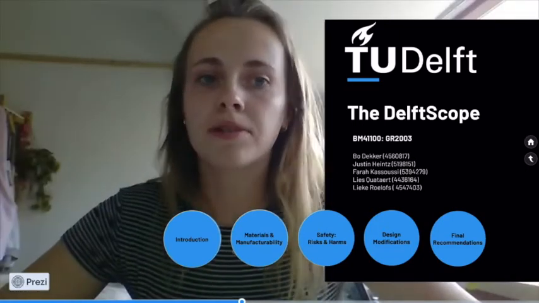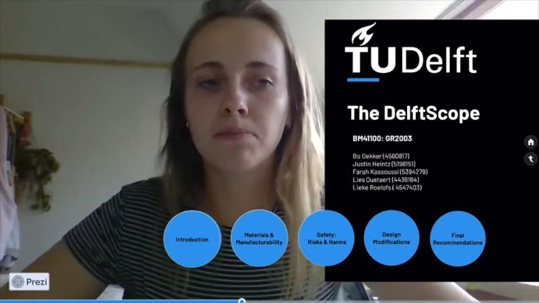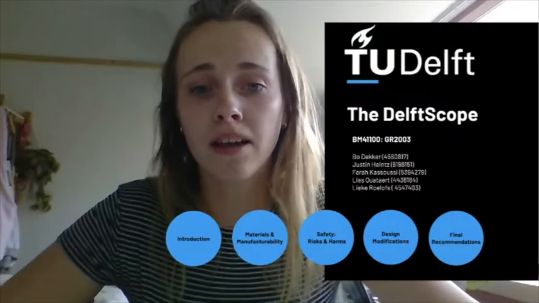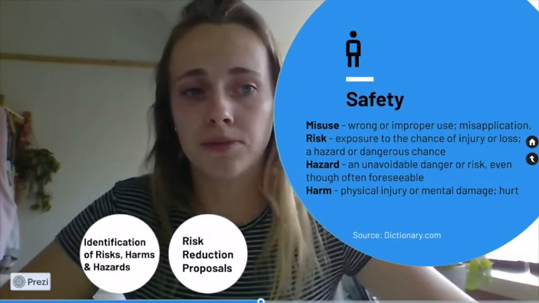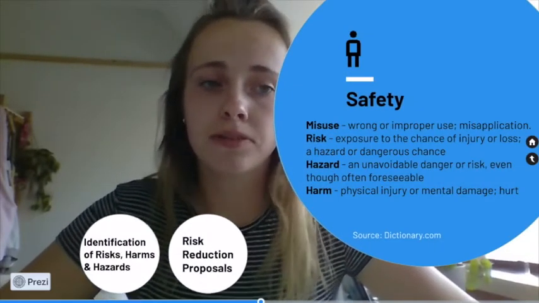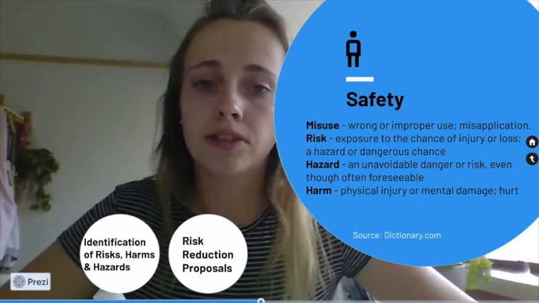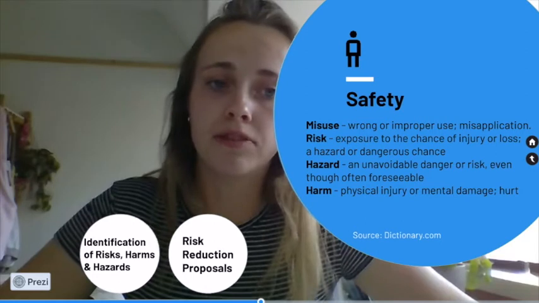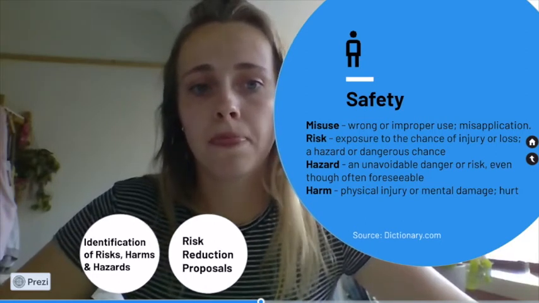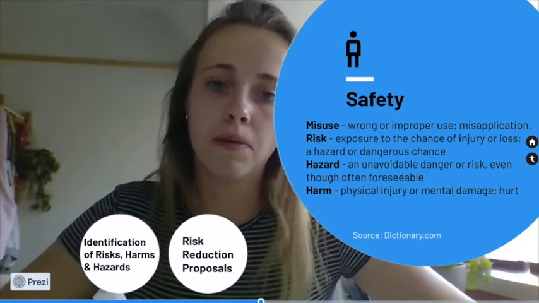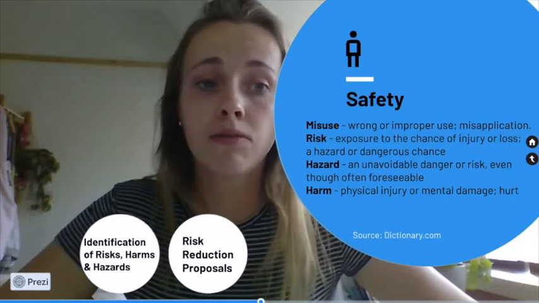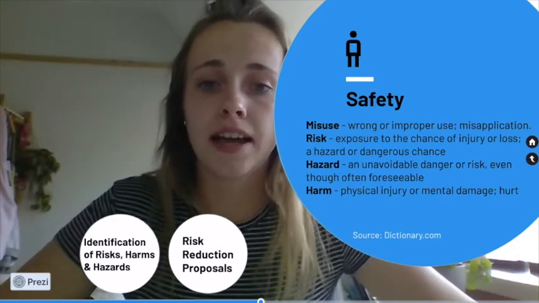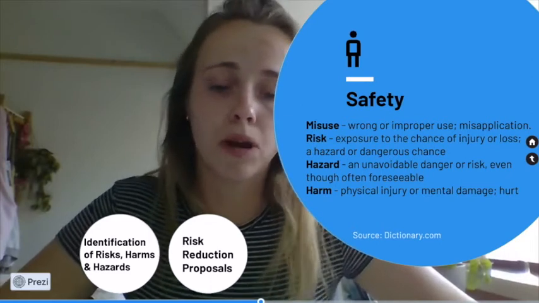Now that we know how we are going to manufacture the Delft scope, it is important to get a sense of the possible dangers and risks along the route. When designing a medical device that you want to have CE certified, it is important to keep track of all possible misuses and risks. To do so, we set out the entire process from manufacturer to disposal. In each step, we identified all possible misuses. For the intended purpose of the device, we focused on risks and hazards, and we also identified some harms.